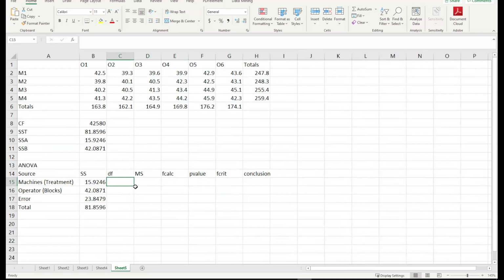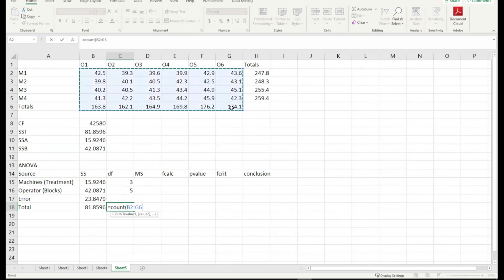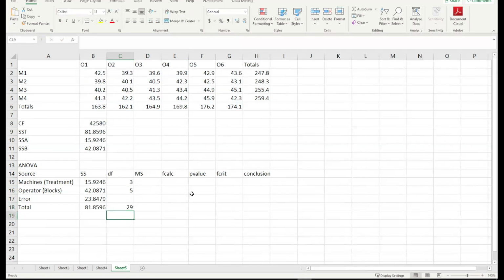Okay? So, our degrees of freedom is just the number of levels of our source minus 1. In this case, machines, that's 4 minus 1, so 3. Operators, we have 6 operators, minus 1 gives us 5 degrees of freedom. And our total count is equal to this one, minus 1. So that's 29.